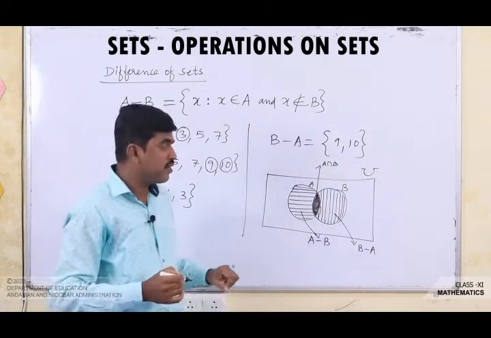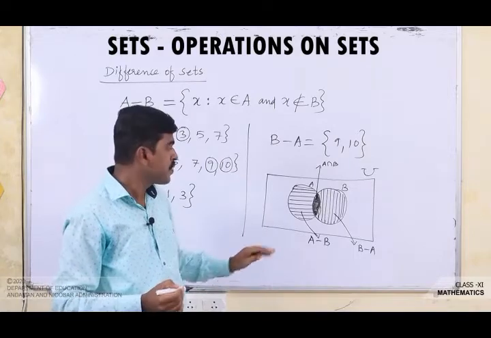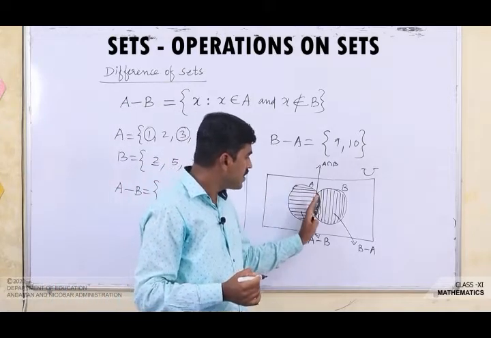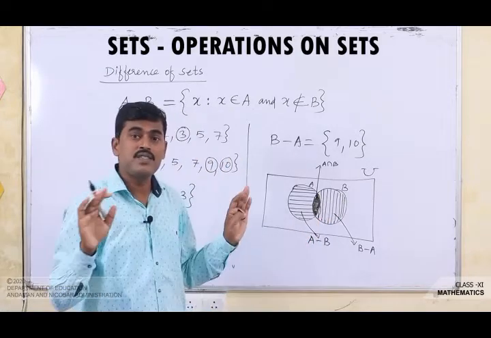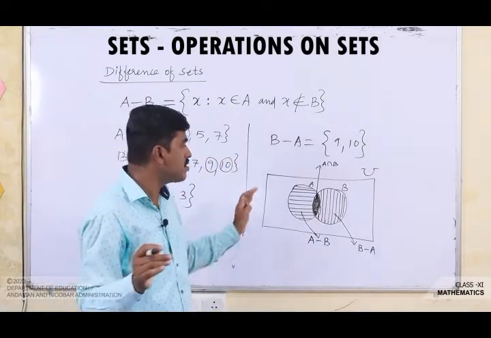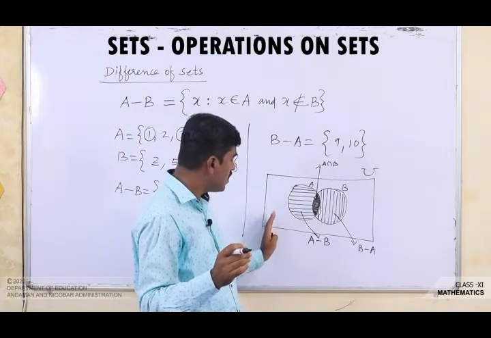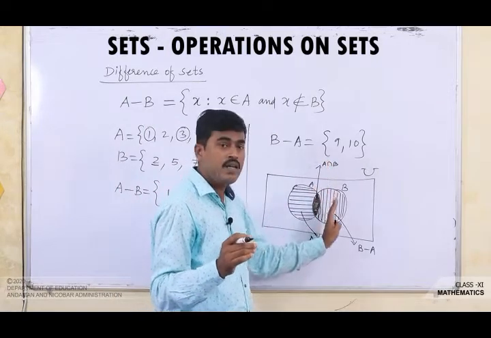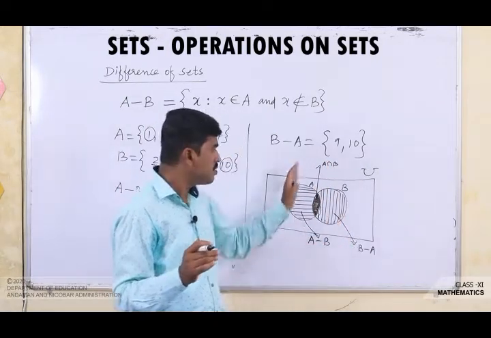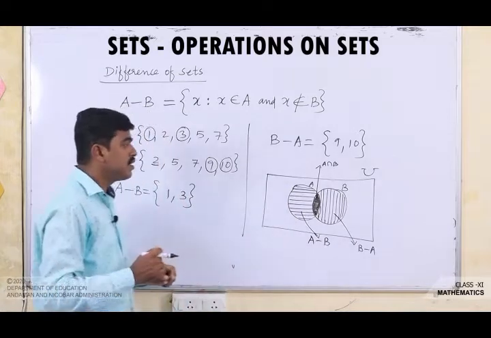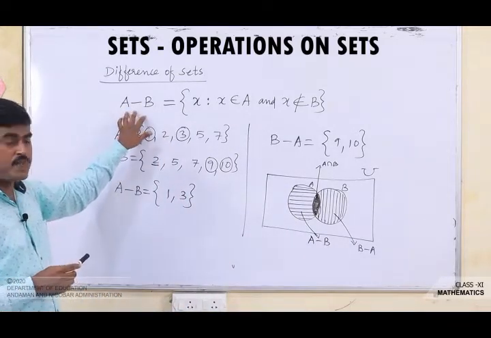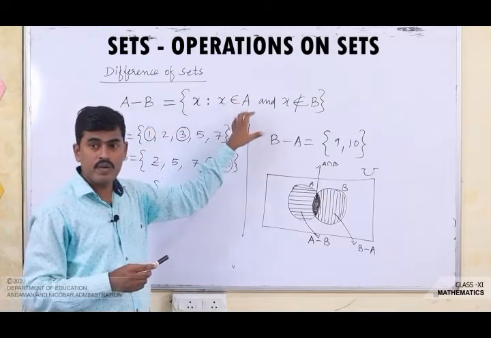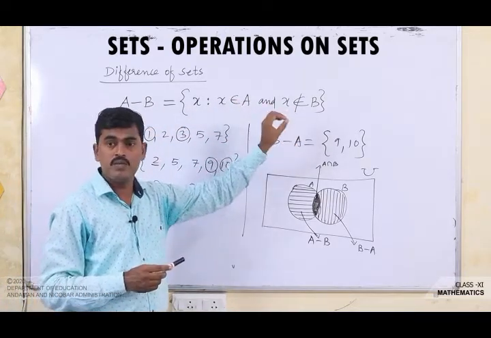So you observe here in this Venn diagram, A minus B, A intersection B, and B minus A are mutually disjoint sets. That means there is no common element in A minus B, A intersection B and B minus A. So these three sets are mutually disjoint. Okay. So what is A minus B? A minus B is the set of all those elements which belong to A but do not belong to B.